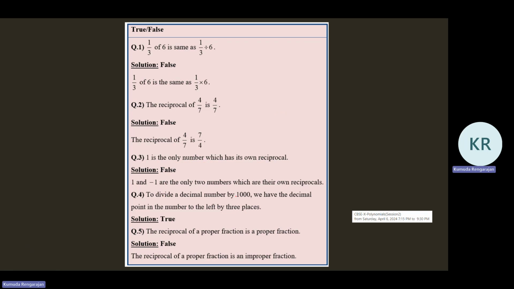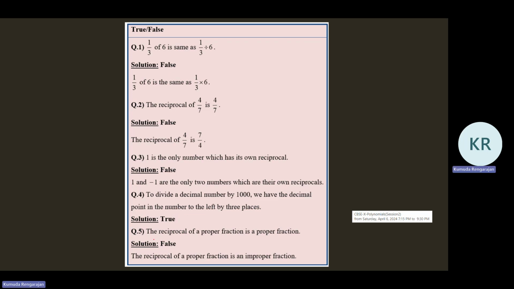To divide a number by 1000. So how do you divide a number by 1000? Now supposing 3/1000, what will you do? You'll move the decimal point to the left by 3 places. So you will say 0.003. So that's what is given here. You will move the decimal point to the left by 3 decimal places.